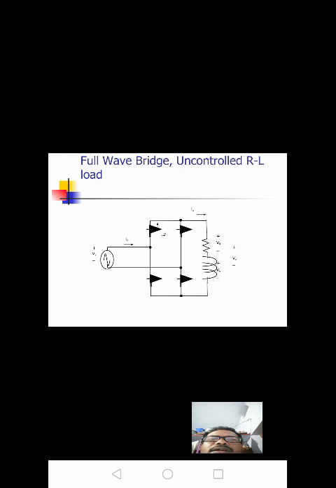Full wave bridge uncontrolled, RL load. Uncontrolled means we are using diodes. A thyristor is a controlled device, a diode is an uncontrolled device. Here we are using power diodes, that's why it is called uncontrolled. Here we are using 4 diodes similarly, but additionally we connect an inductive load. In the previous circuit there was no inductor; here a resistive load in series with an inductor is connected.